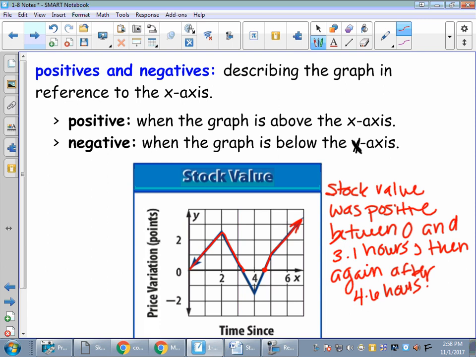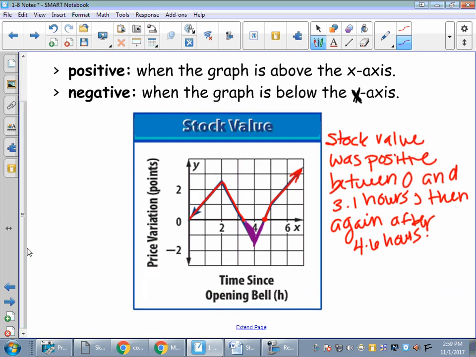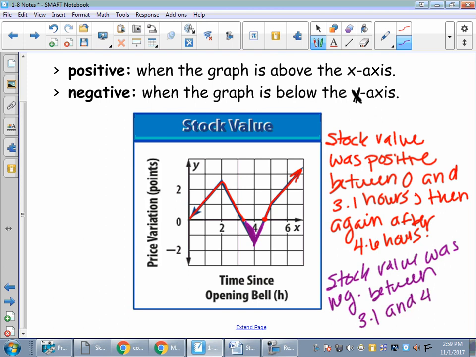Then if you look at that other section, when we're below the x-axis right here, the graph is negative. And so the stock value is negative. So the stock value was negative between, now since I gave 3.1, that's where I left off, 3.1 and 4.6 hours after opening bell. So those hours were after they open up the stock market in the morning.